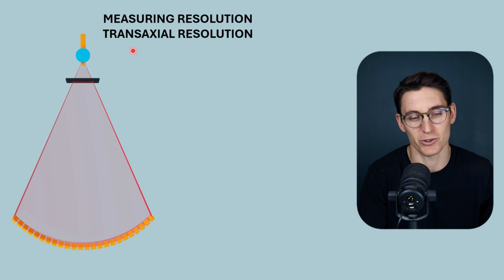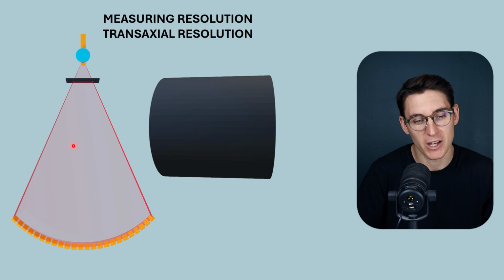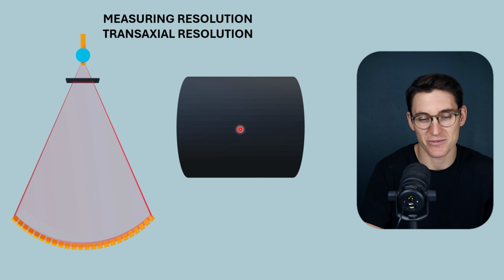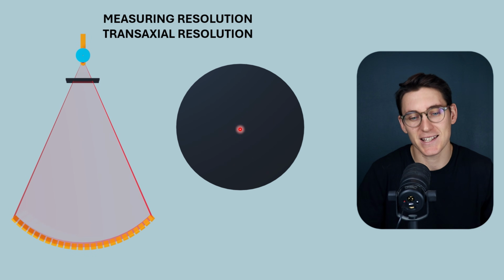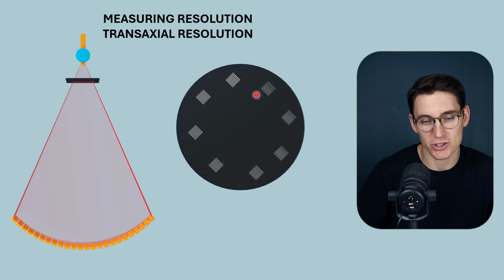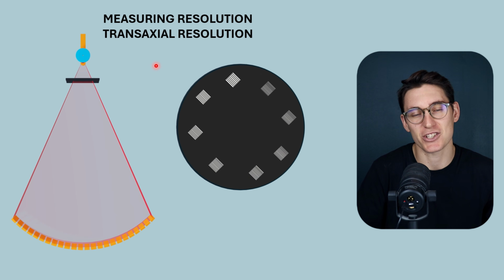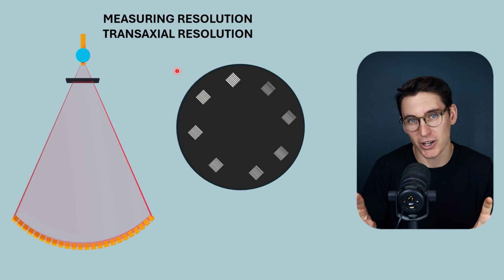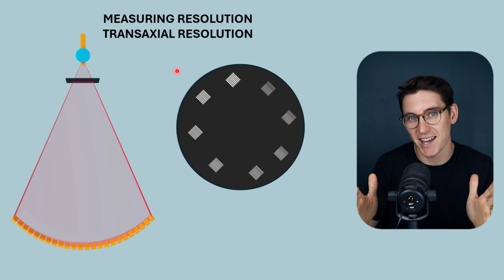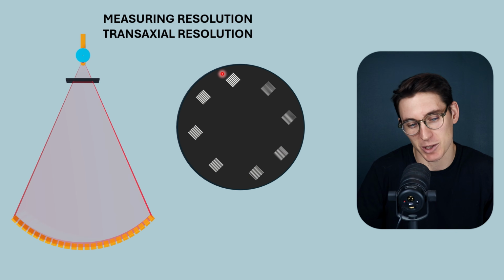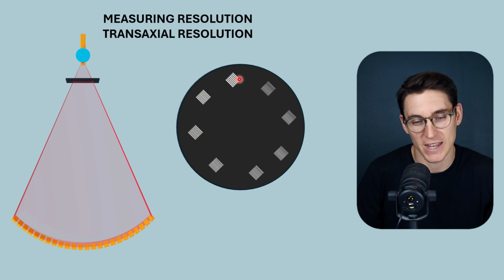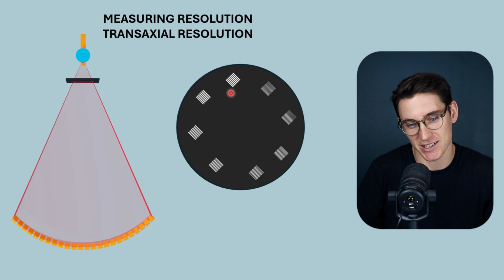Visually, we represent resolution by placing a phantom within the X-ray beam. Now, if we look at this phantom end on, we can see that within the phantom, we place what's known as line pairs. Visual resolution is measured in line pairs per millimeter. Sometimes you'll see line pairs per centimeter, which is just a 10x multiple of that line pair per millimeter measurement.